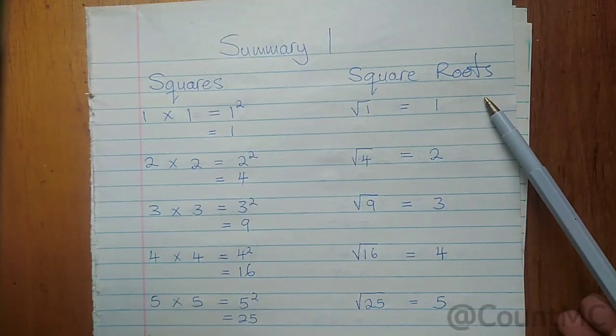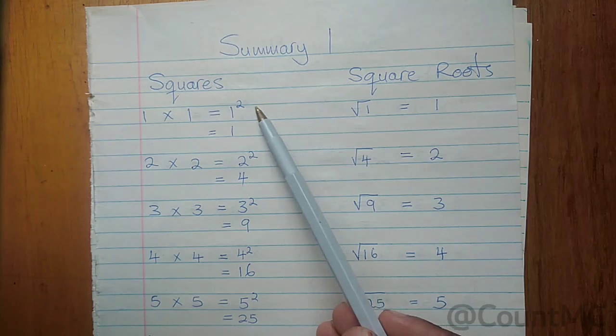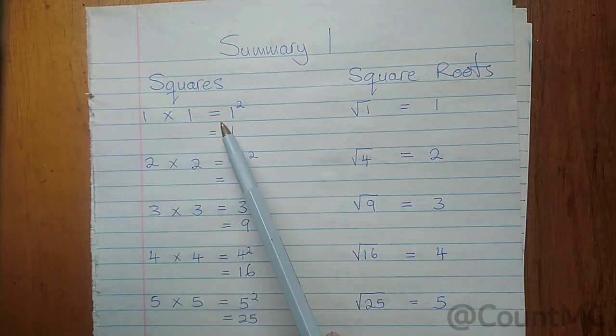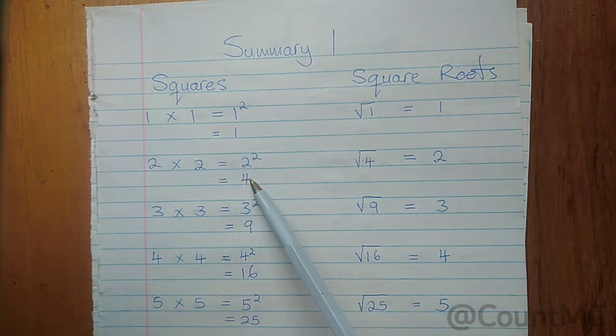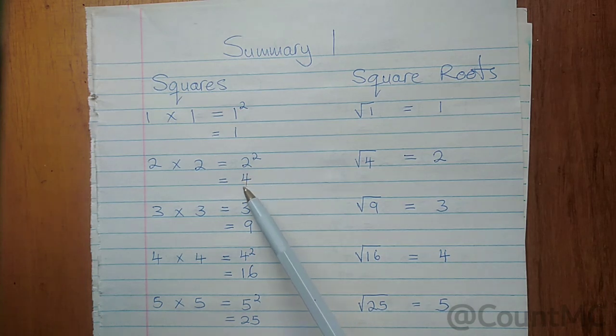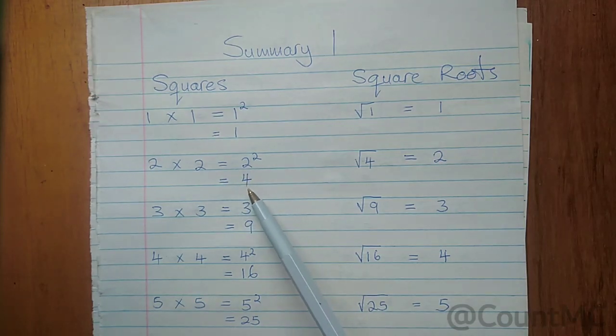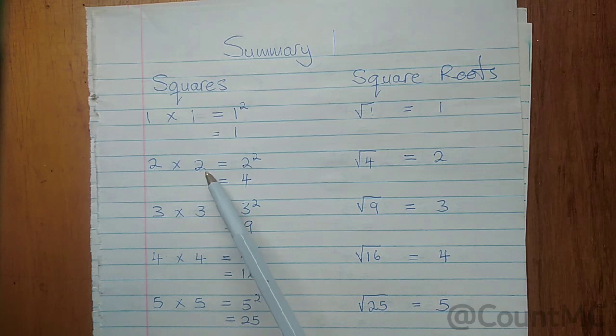Now we want to talk about square roots. This will be the reverse of squares. Now this is 1 squared, this is 2 squared, this is 3 squared. Now they're asking, for you to make 2 squared or to make 4, what was the root, or what was the number which repeated itself? So for you to make 4, it was 2 that repeated itself.